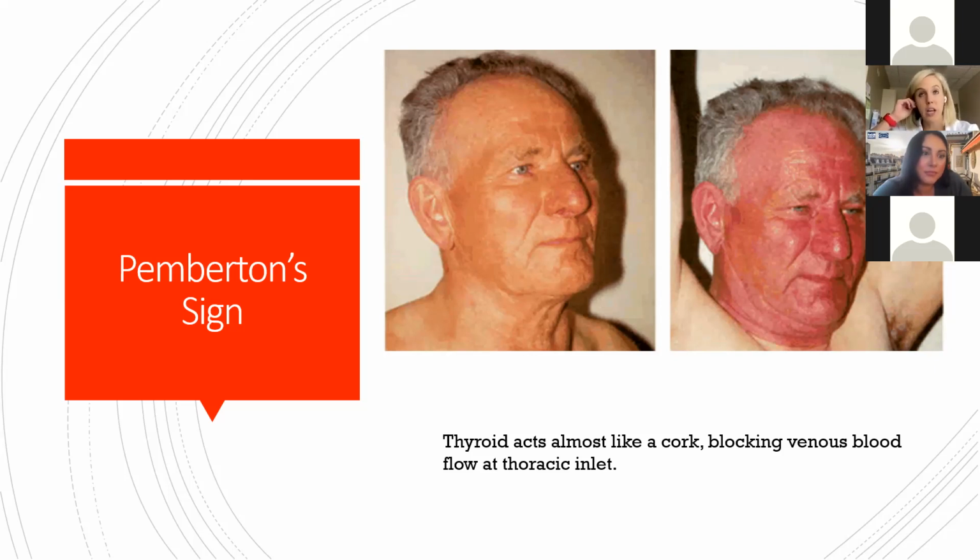She had a large goiter, but as I put down here, the thyroid almost acts like a cork and nothing can go up or down. What I usually have people do with the Pemberton sign is I'll time them for a minute, but if they turn this red, like this photo, you can have them put their arms down. That test is positive. Do not pass go. Okay, go to the next slide, please.